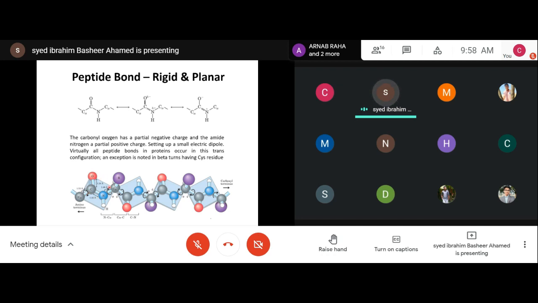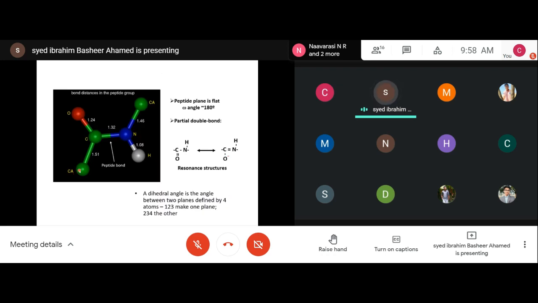So note down the bond length here, it's very important. You can see here the C alpha atom, C prime, and oxygen. And then this is the nitrogen, and then H, the NH.